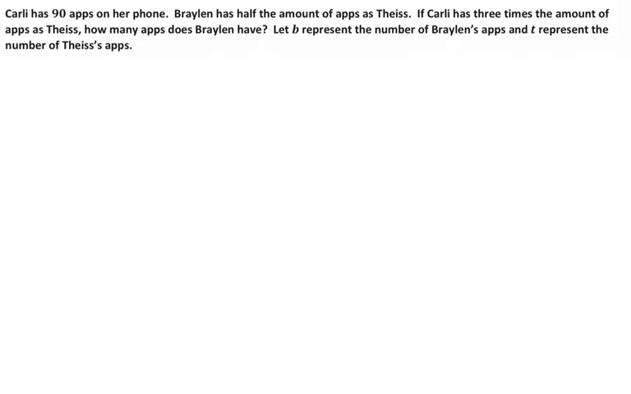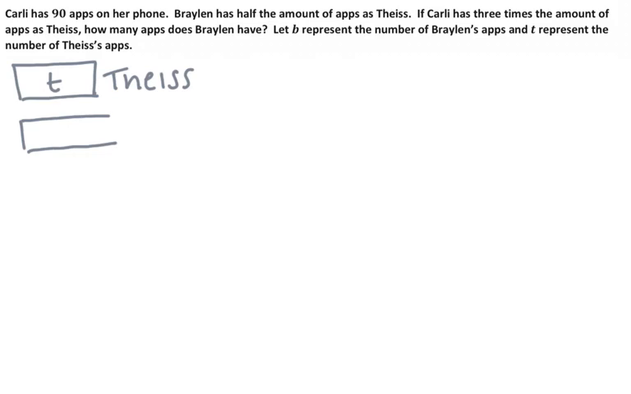So we're going to start by drawing some tape diagrams. I'm going to start with Thesis, which is just going to be one rectangle with a T inside. Next, I'm going to draw a tape diagram for Braylon. And I'm going to cut it in half, and one square is going to be B, and one square is going to be B.